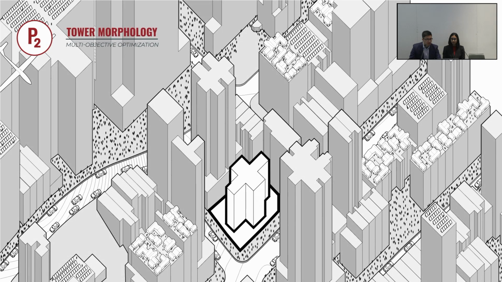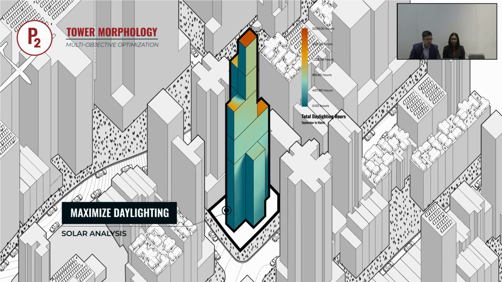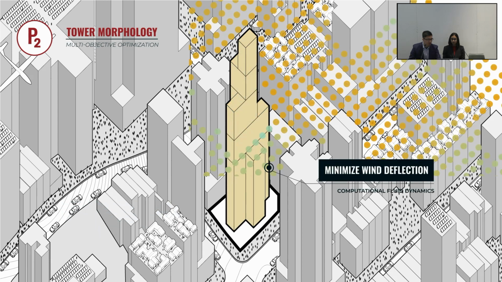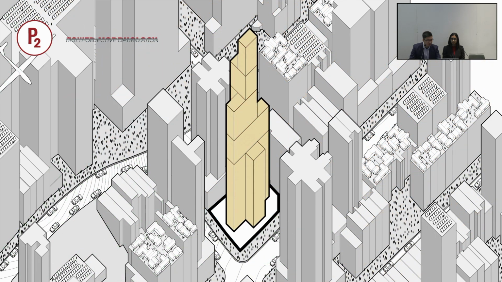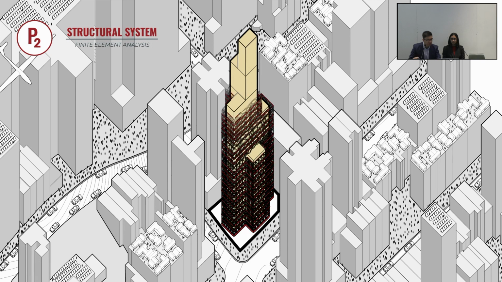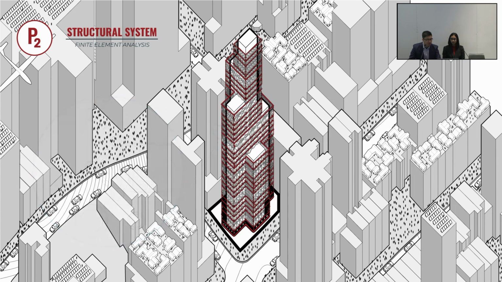The morphology of the tower responds to specific climate conditions, such as daylighting, wind, as well as context-specific density requirements. And the use of the bilayered principles of bamboo nodes enabled the structural system of the tower to balance its embodied carbon and structural performance.